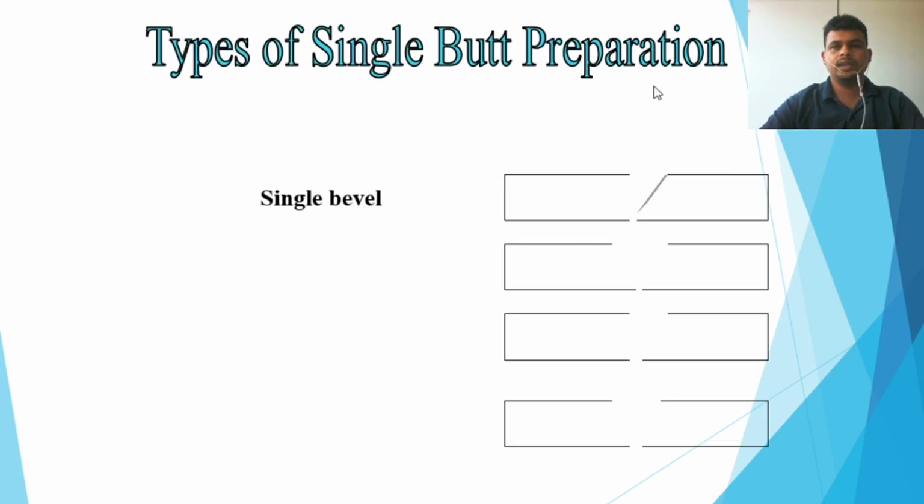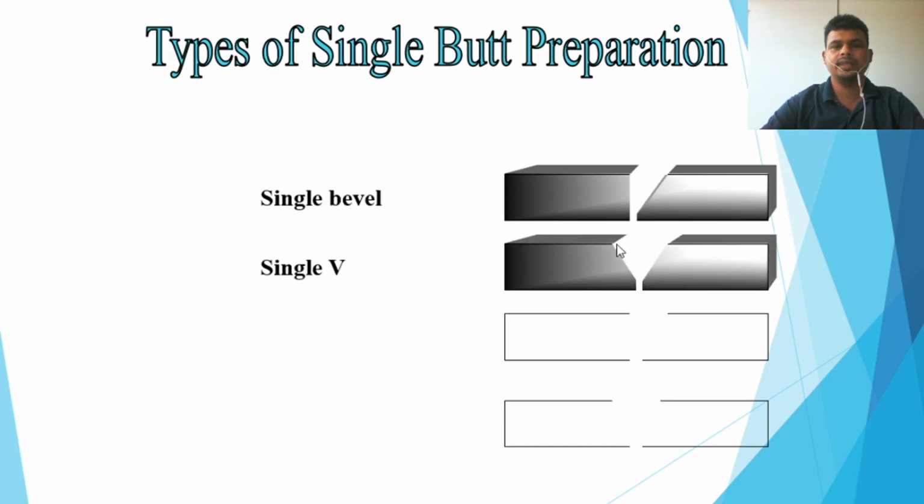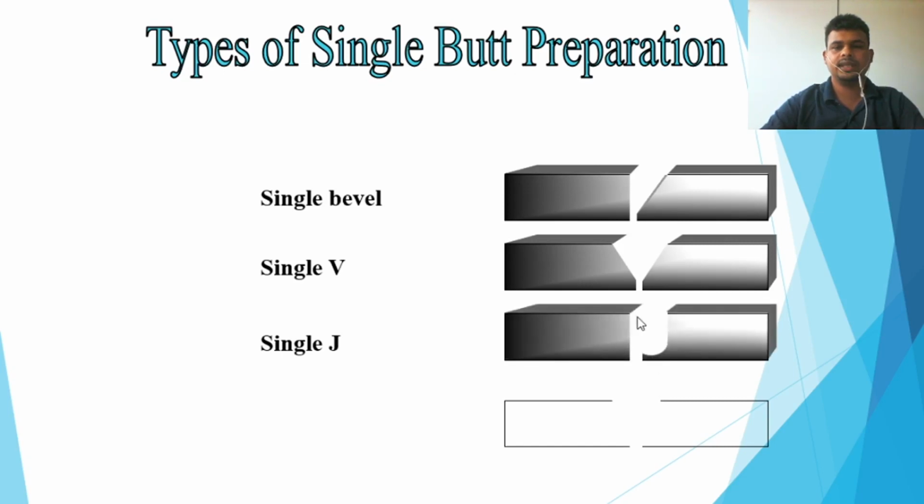In this slide we try to understand the types of single butt preparation. You see the single bevel. This bevel is on a single side, so this is called single bevel. The second is the single V. This single bevel, when two bevels are combined, becomes a single V. You can see the shape is V. Then this is the single J. You can see here one side is the J, the English letter J. So this is called the single J.